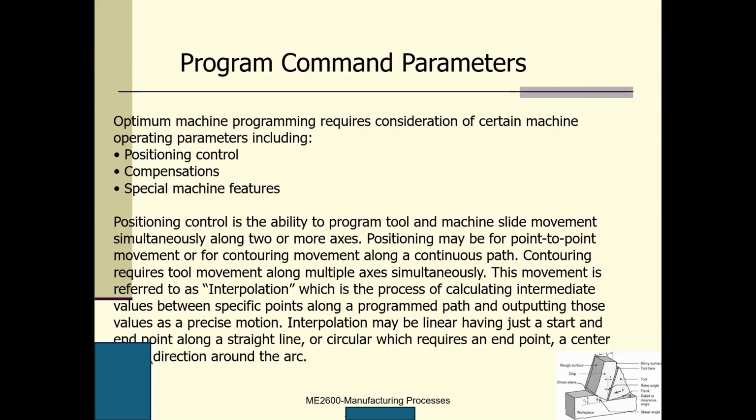The contouring requires movements along multiple axes simultaneously, not just in the X direction or Y direction or Z direction. It might follow three directions simultaneously. This movement is referred to as interpolation. If you have never heard this word, interpolation means that I have two positions, and I find the other locations that are located in between. As the name suggests, interpolation.